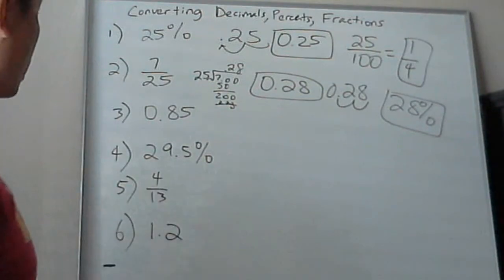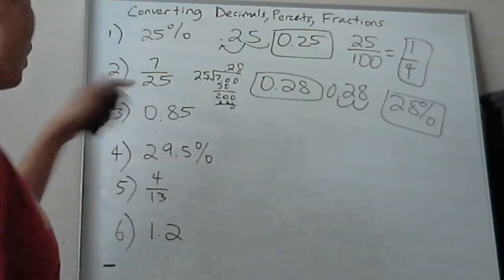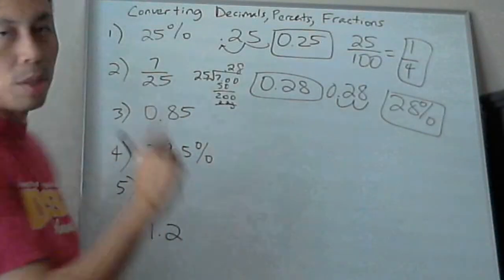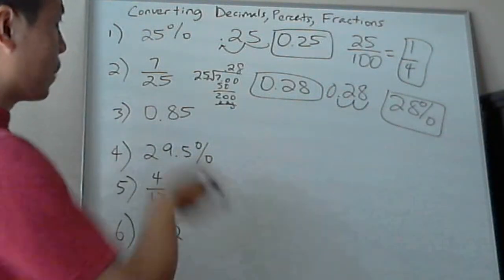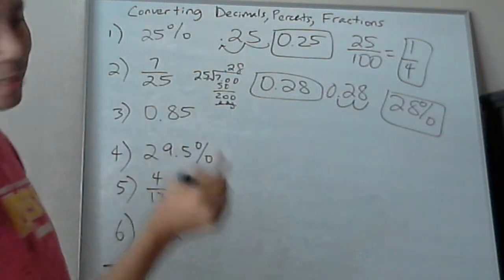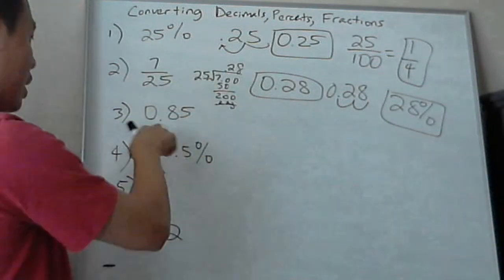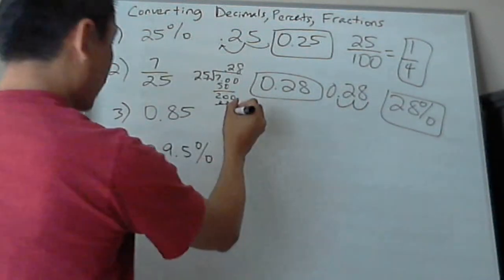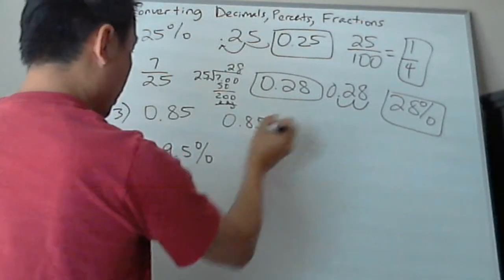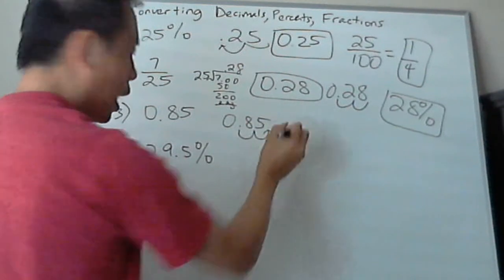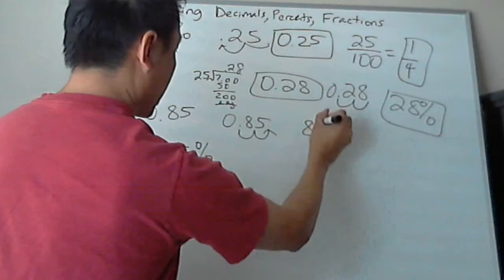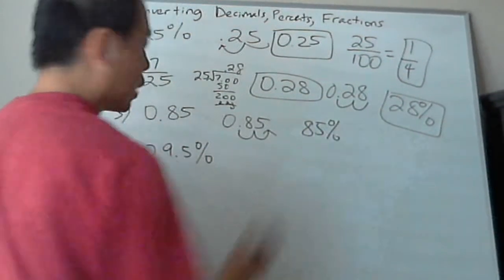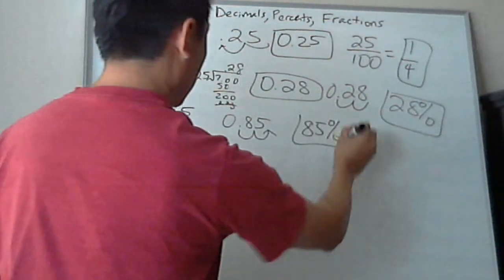Next problem, now we have a decimal, 0.85. From here, I want to change it to a percent and a fraction. How do I do that? Let's change to a percent first because that's the easiest way. Remember what we did? We moved 2 spaces to the right from the decimal. So the decimal moves 2 spaces to the right, 1, 2, hippity hop. The decimal will be here, so now it's 85%.